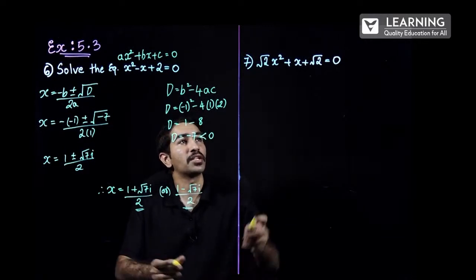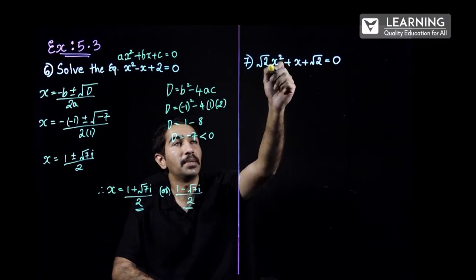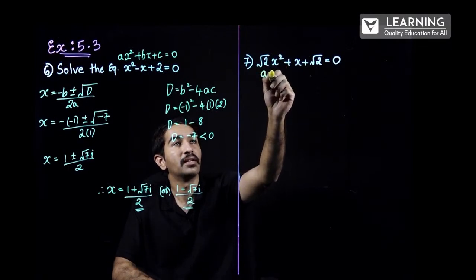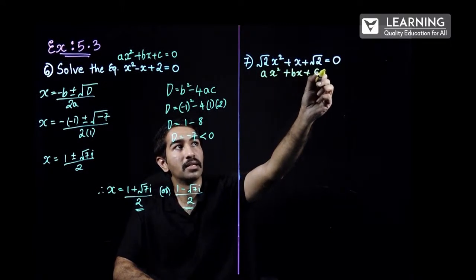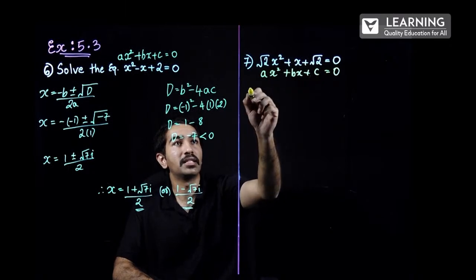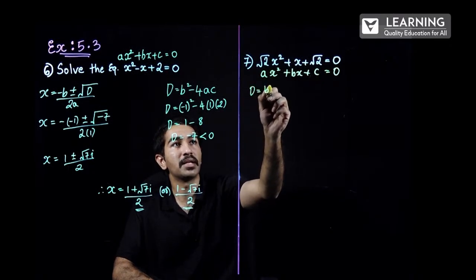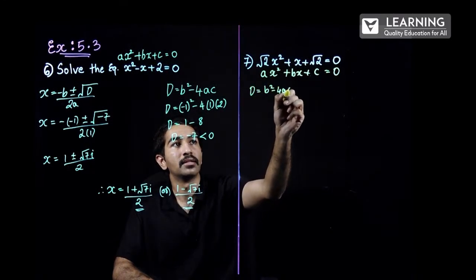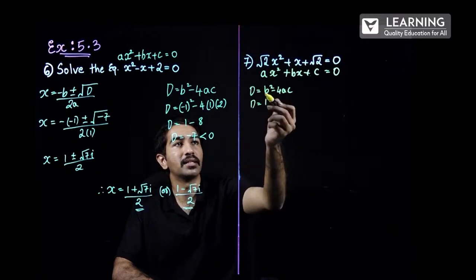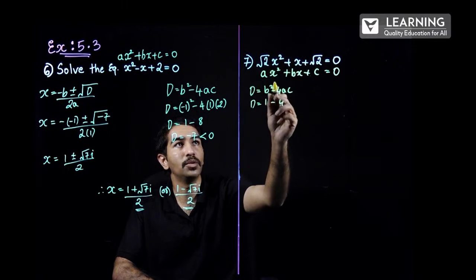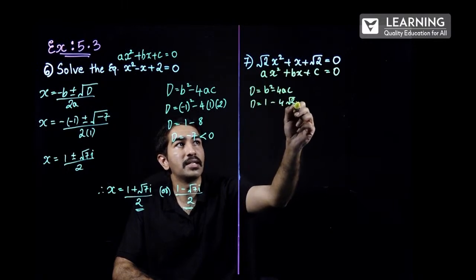Same thing, we'll find out the discriminant first, comparing it with the standard equation of a quadratic equation, that is ax squared plus bx plus c equal to 0. So discriminant D will be equal to b squared minus 4ac, correct? So D will be equal to b squared, which is 1 squared, that is 1, minus 4 into a, which is root 2, and c is also root 2.